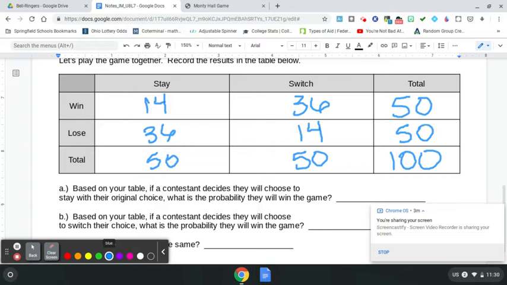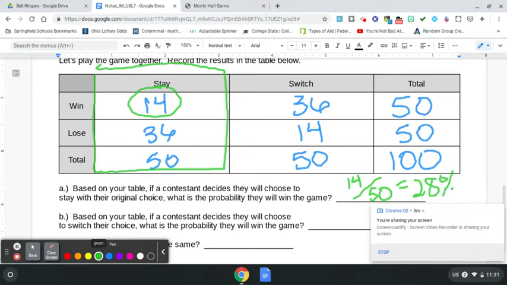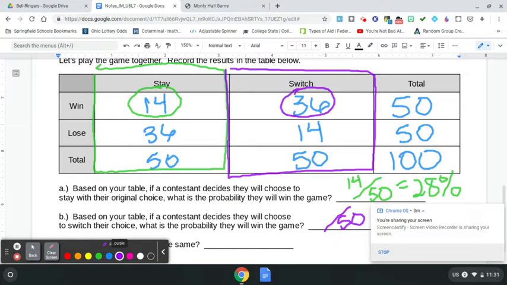Based on your table, if the contestant decides they will choose to stay with their original choice, what's the probability that they will win? Well, we're looking at this column right here. If they stayed, we know that's out of 50 because we stayed 50 total times. How many times did they win? Well, that's 14 out of 50, and that's 28%. So 28% of the time you win if you stayed. But what happens if you switched? Well, now we're over here. Again, we switched 50 times, so we know it's out of 50, but this time we won 36. So that's 36 out of 50, and that totals up to 72% of the time that you won.